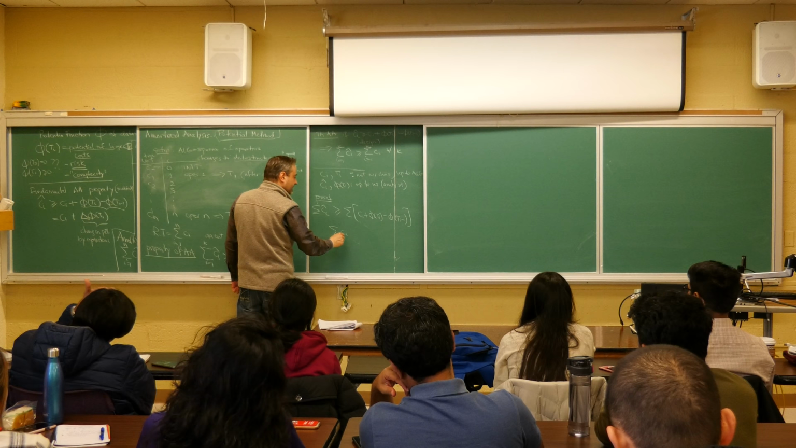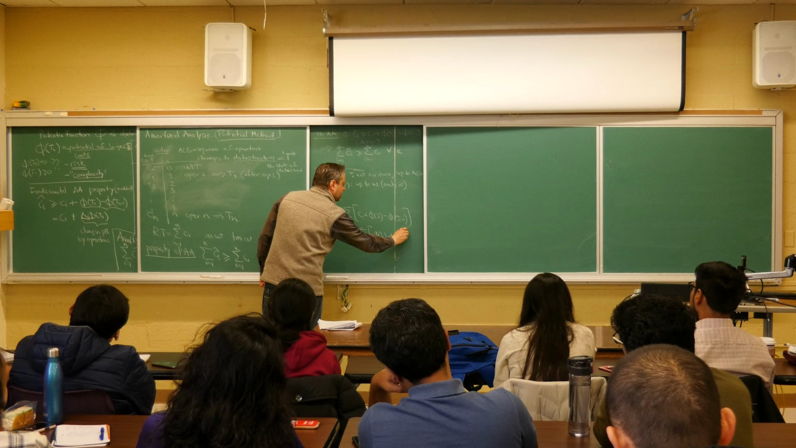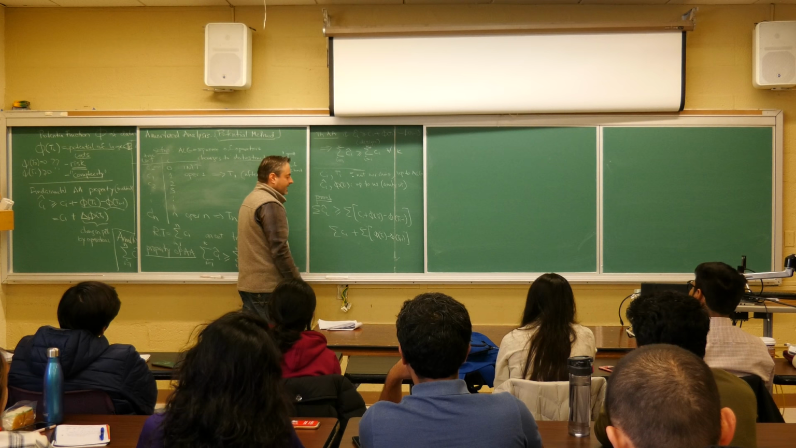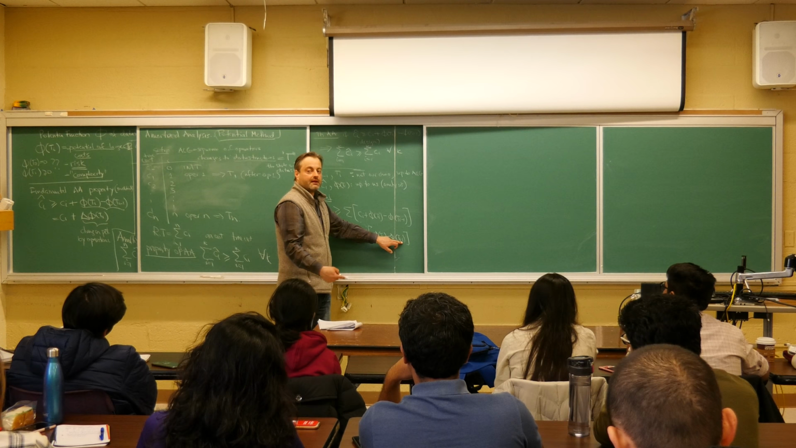Sum of ci separately plus sum of phi of ti minus phi of ti minus 1. Right? This is a telescoping series. If you think about it, for i equal 1, it's phi of t1 minus phi of t0. Then the next one is phi of t2 minus phi of t1. Then the next one is phi of t3 minus phi of t2, right?